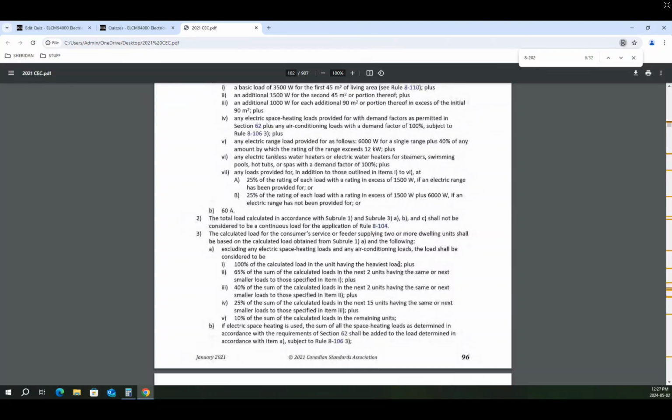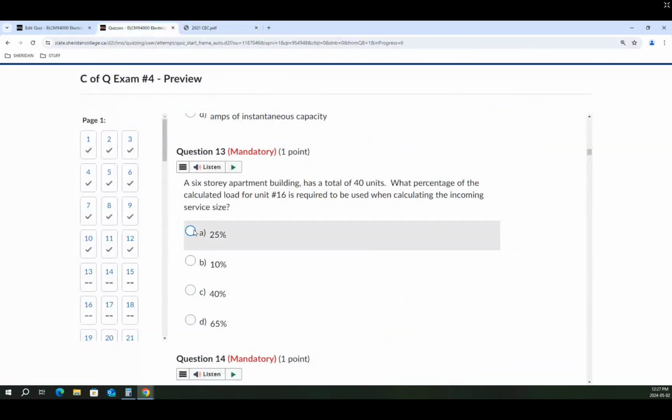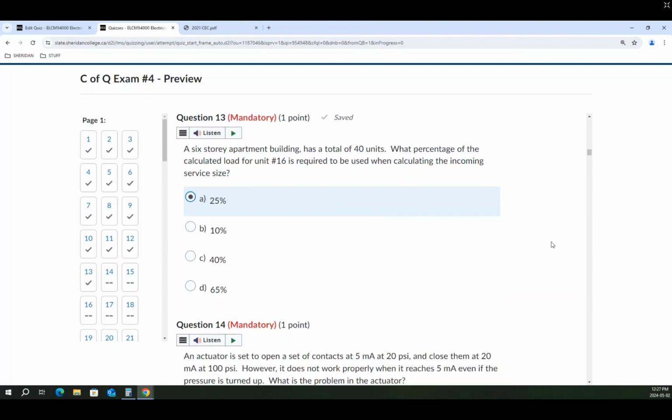100% of the unit having the heaviest load, 65% of the next two, 40% of the next two, 25% of the next 15. So number 16 is going to fall within that range right there, because we've already done 1, 2, 3, 4, 5, and this will do 6 through 20. And we're looking for unit 16. So that falls right there. It's 25%.